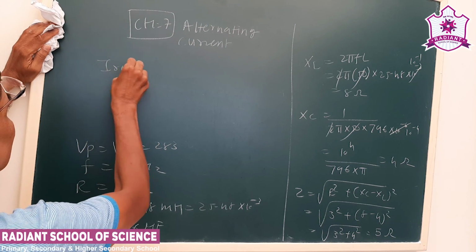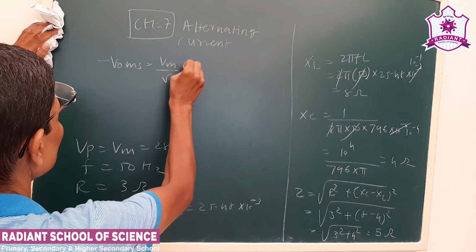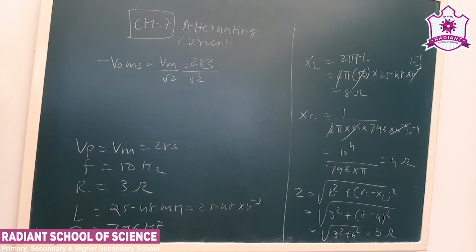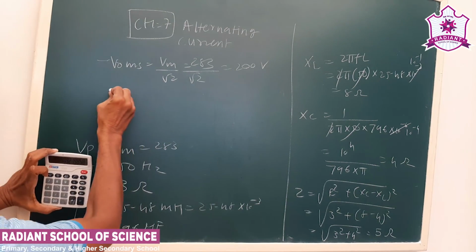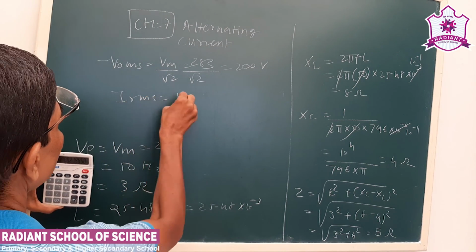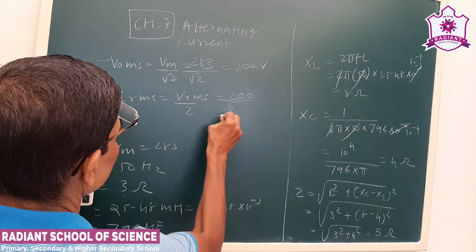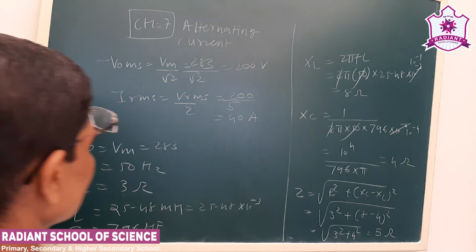Now see the current value. IRMS, VRMS will be Vm upon root 2, 283 upon root 2. This will be 200. IRMS is VRMS upon Z, which is 40 ampere.